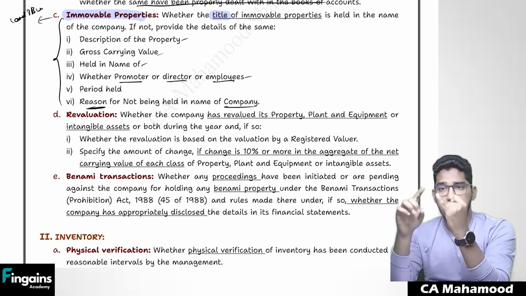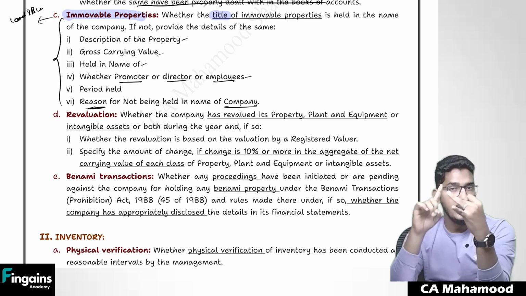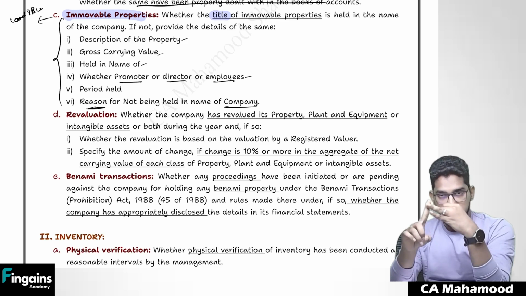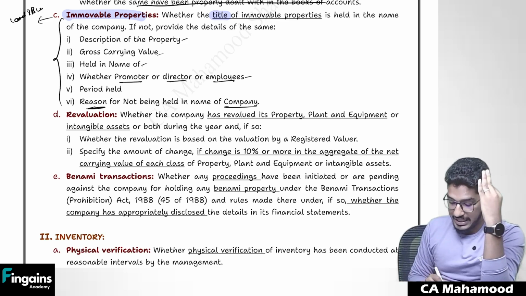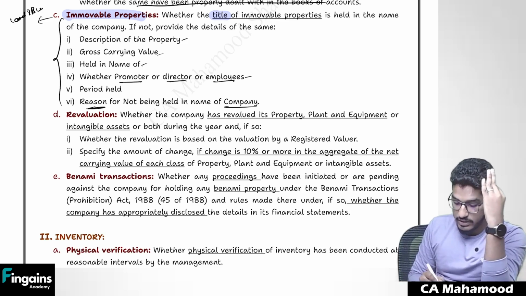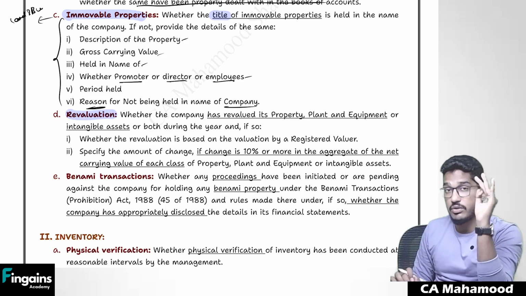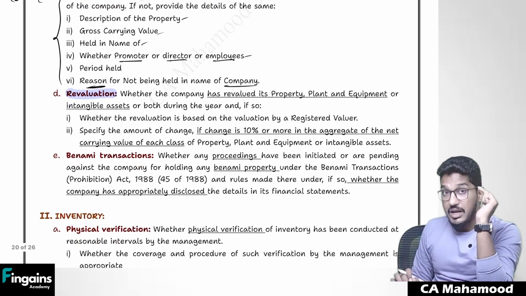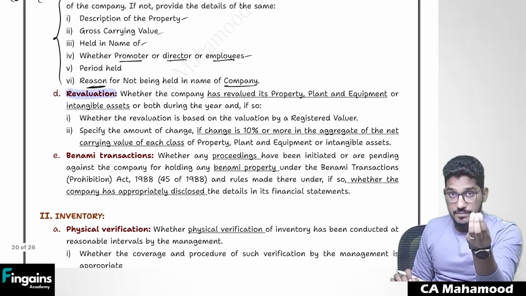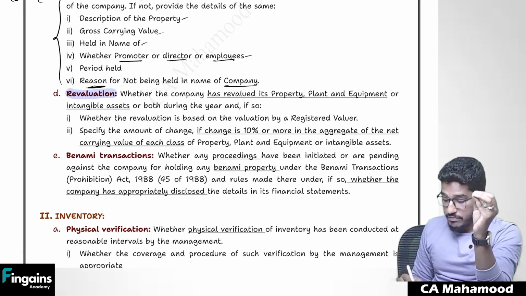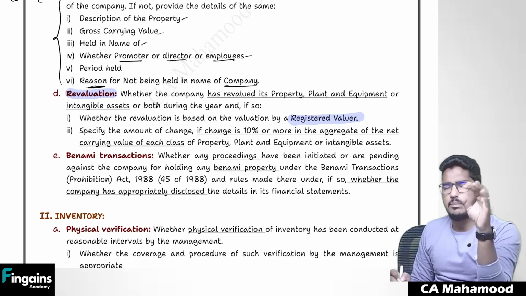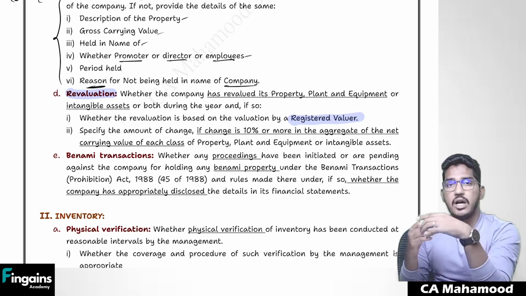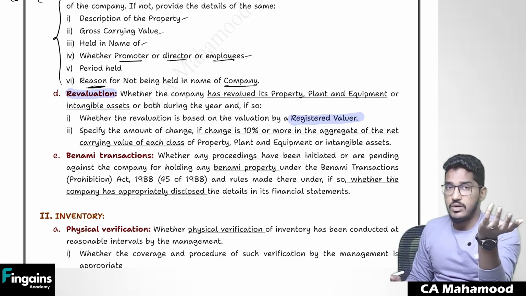So 3 points we have covered. Number 1, maintenance of proper records. Number 2, physical verification by the management at reasonable intervals. Number 3, immovable properties. Number 4, revaluation. I need to check whether my client has done a revaluation of its PPE. If yes, on what basis they have done the revaluation? Whether they have done it on the basis of a valuation report given by the registered valuer or not. Companies are open to do revaluation, but they can't revalue the assets on their own choice.